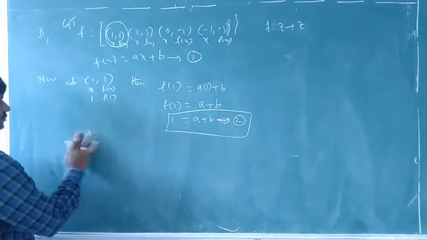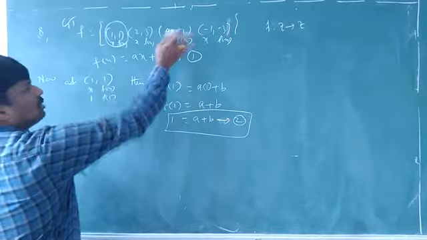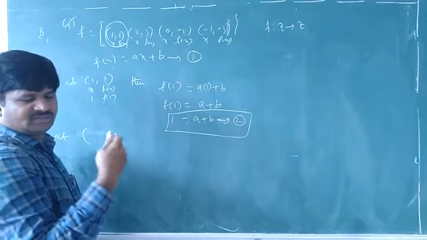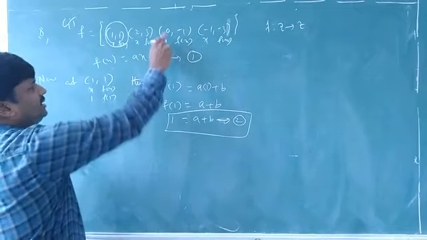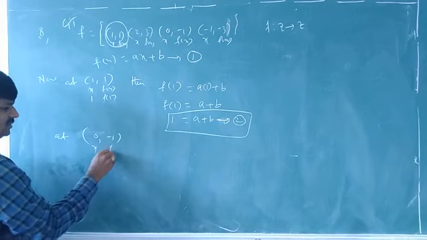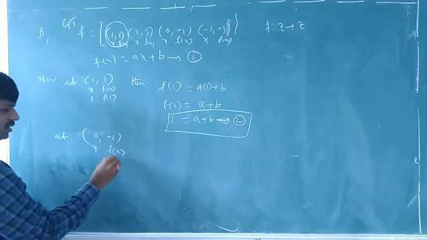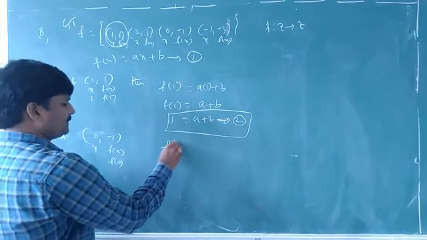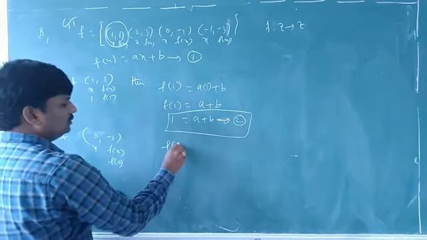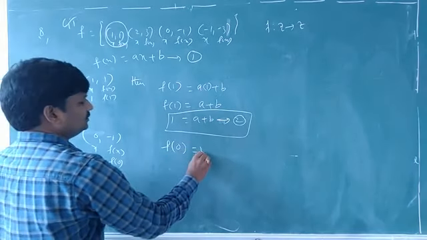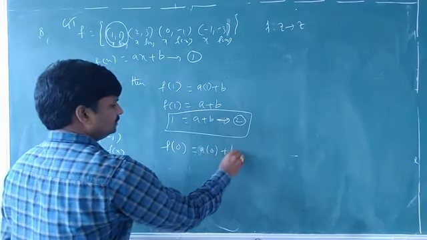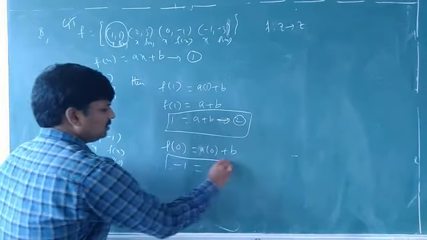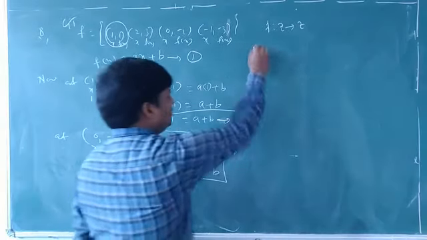Next, I am taking one more ordered pair, 0 comma minus 1. It is very easy to calculate if you take this ordered pair. That is why take 0 comma minus 1. Here x value is 0 and f of 0 value is minus 1. Substitute: f of 0 is equal to a into 0 plus b, which will be b only. F of 0 value is minus 1. So the b value we got is minus 1.